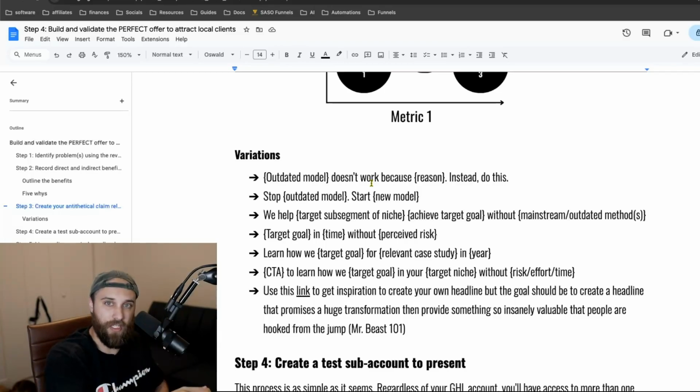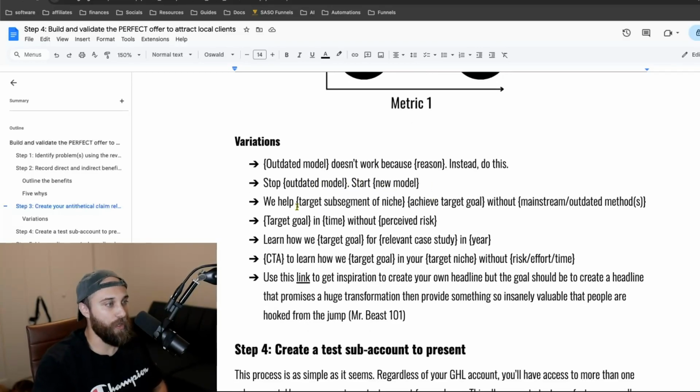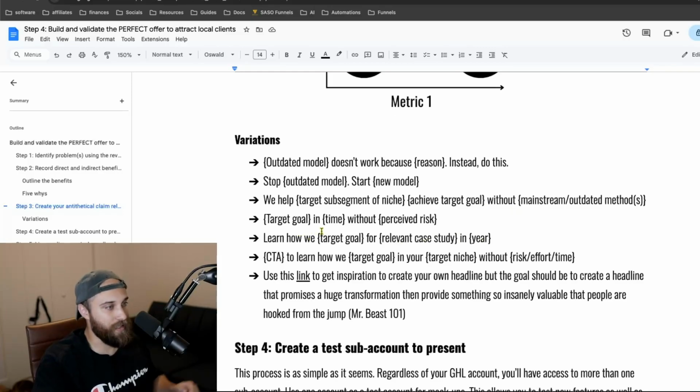Instead, you need local SEO. Stop running paid ads as a beginner. Instead, start with organic social media. That's my thing, right? We help target a subsegment of niche, achieve goal without mainstream methods. We help lawn care agencies increase their monthly or weekly clients without running a single ad. Target goal in time without perceived risk.